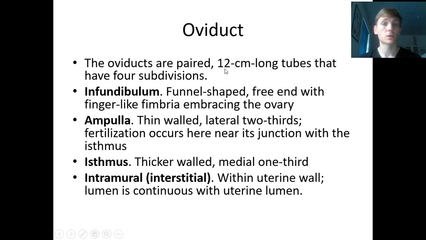Oviduct. So structure of oviduct. Oviduct is a tubular organ. It's a pair of 12 centimeter long tubes that have 4 subdivisions. These 4 subdivisions, first is infundibulum. It's funnel shaped, so it's a free end structure which enters into a peritoneal cavity. Actually, it's opened in peritoneal cavity, and it possesses fimbria, by which they just surround the ovary during the ovulation process.